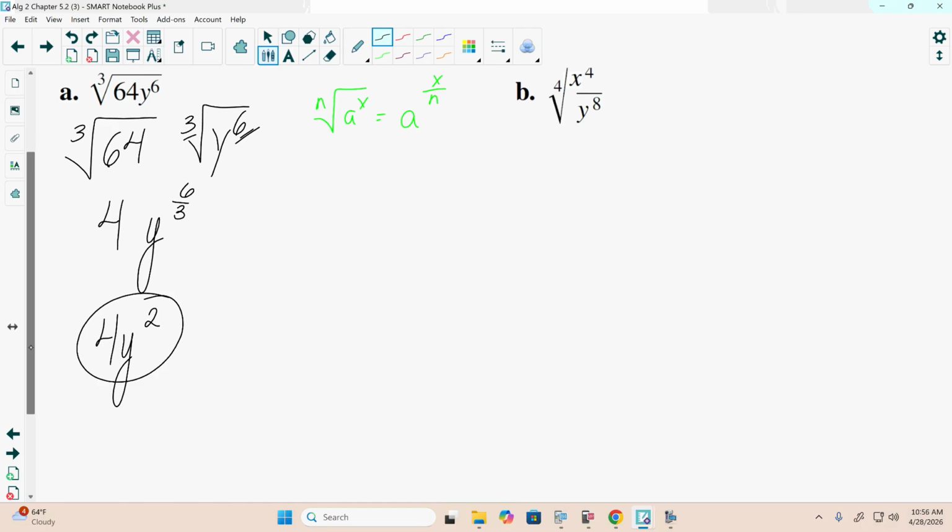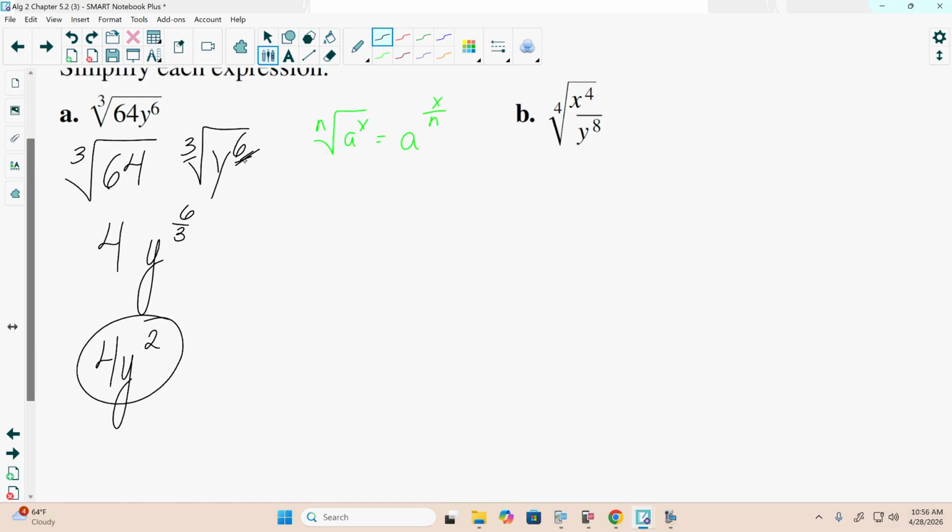So really, what did we end up doing? We just took that power and divided it by the index for these variables. Questions on this here for A? Since we took an odd root, we don't have to worry about sign issues.